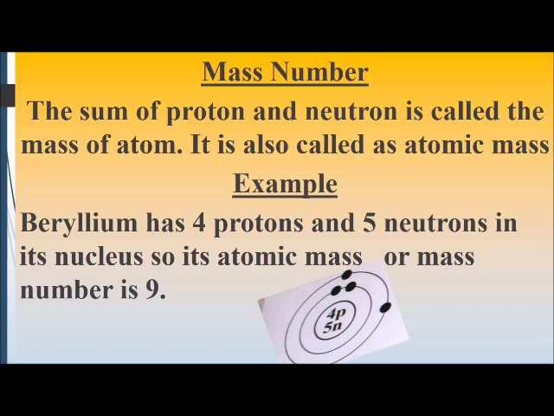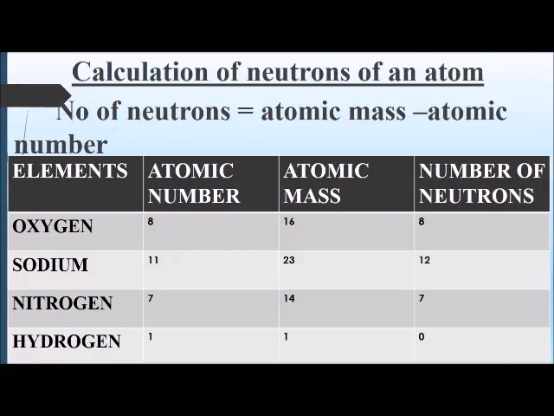See in this example, beryllium. It has 4 protons and 5 neutrons in its nucleus. So, its atomic mass or mass number is 9, as mass number is the sum of protons and neutrons, and if we add 5 neutrons and 4 protons, the answer would be 9, which is its atomic mass.